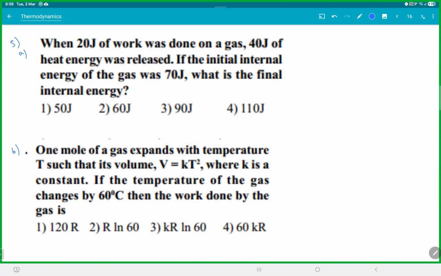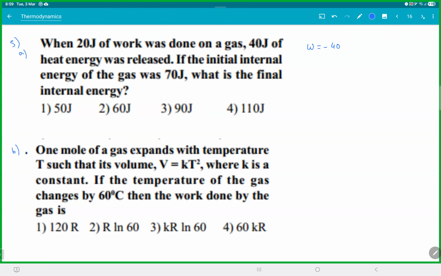Someone got an answer. 3. Okay, the first was easy. When 20 joules of work was done on the gas, again, be careful with the convention. Work is done on the gas. I don't want that. In a heat engine, you expect the engine to give you work. So here work is minus 40.